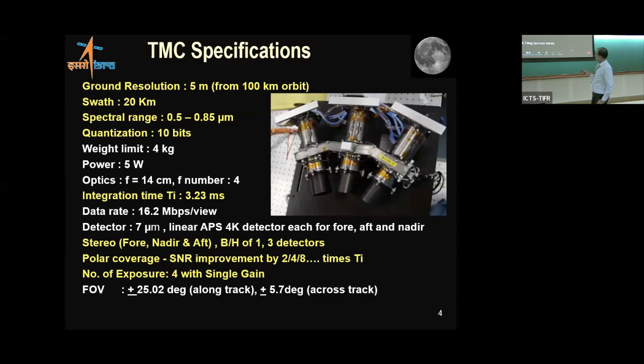Then we have some SNR improvement facility for the polar area. As you know, polar area illuminations are lesser, so we can improve the SNR through the integration time, which here is 3.23 milliseconds. What does this mean? One line of the TMC, fore or aft or nadir, takes 3.23 milliseconds to get covered. That is the integration time. So we can bin two lines, four lines, or eight lines, increase the integration time, and get a better signal to noise ratio in the case of polar area. It has four exposures depending on the illumination and a single gain.